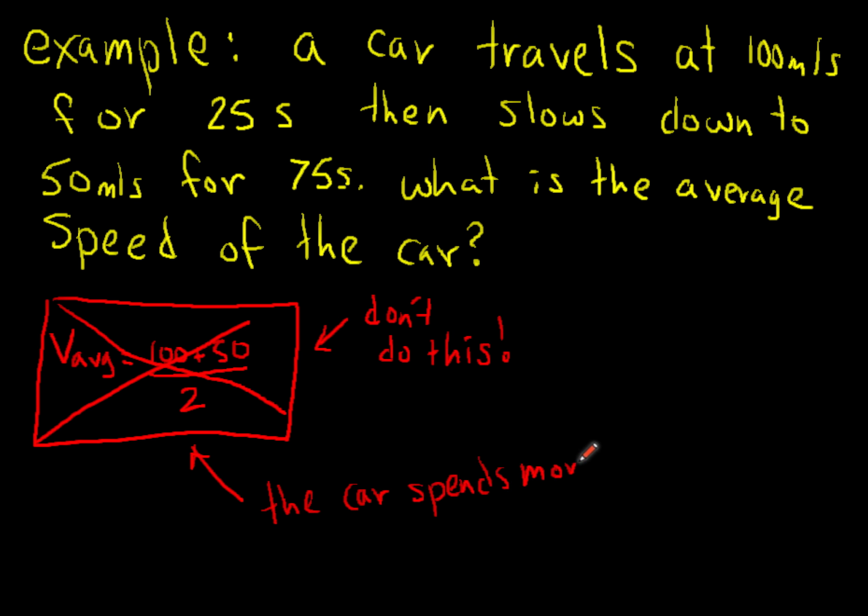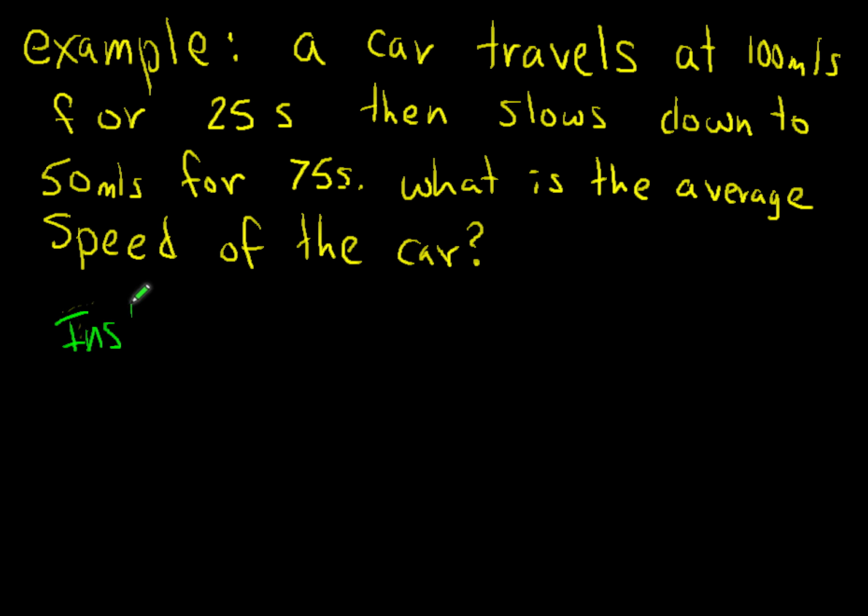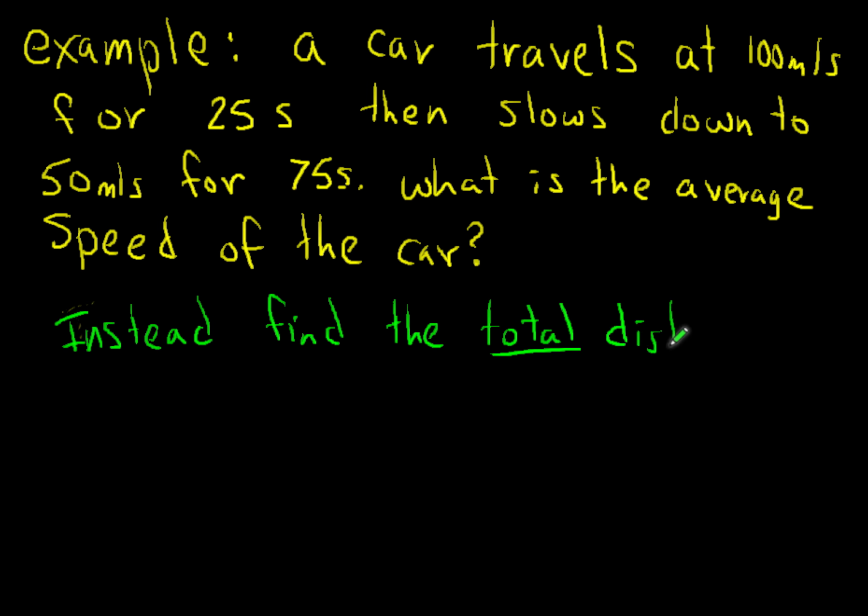The car spends more time traveling at the slower speed. It spends more time at 50 meters per second than at 100 meters per second. So the formula wouldn't work like that. Instead, you need to find the total distance. This is because the formula specifies that the average speed is total distance over total time.